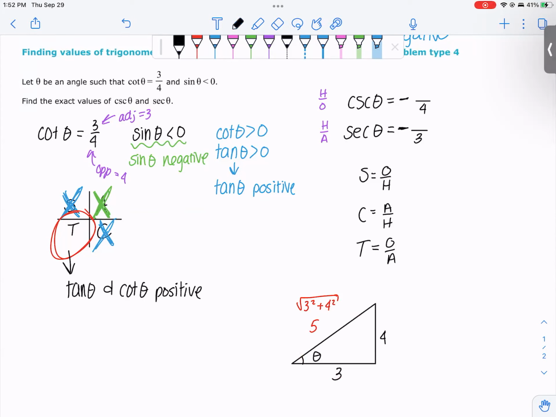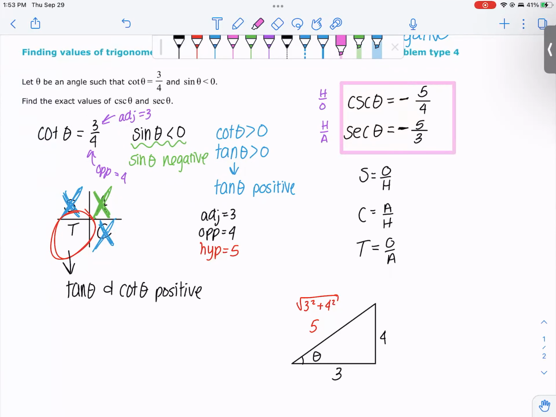So adjacent is 3, opposite is 4. We got that out of our original cotangent. We just figured out the hypotenuse is 5. And now we can fill in the remaining spots we don't have. So for cosecant, hypotenuse 5 over opposite 4. For secant, hypotenuse 5 over adjacent 3. And that, my friends, is our answer.